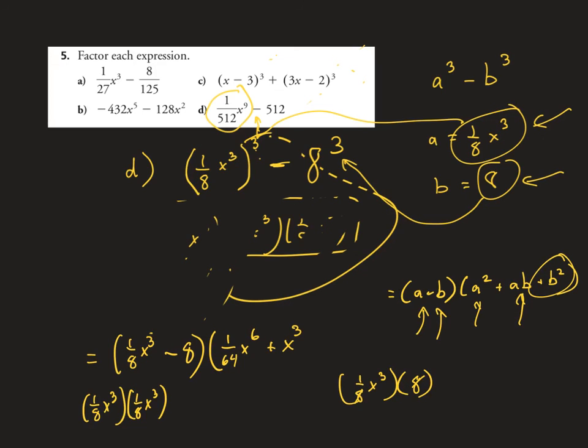And b squared, so what's b? b is 8. b squared is just 8 times 8, which is 64. Can this be factored any further? Actually, no, it cannot. And so this is our final answer.